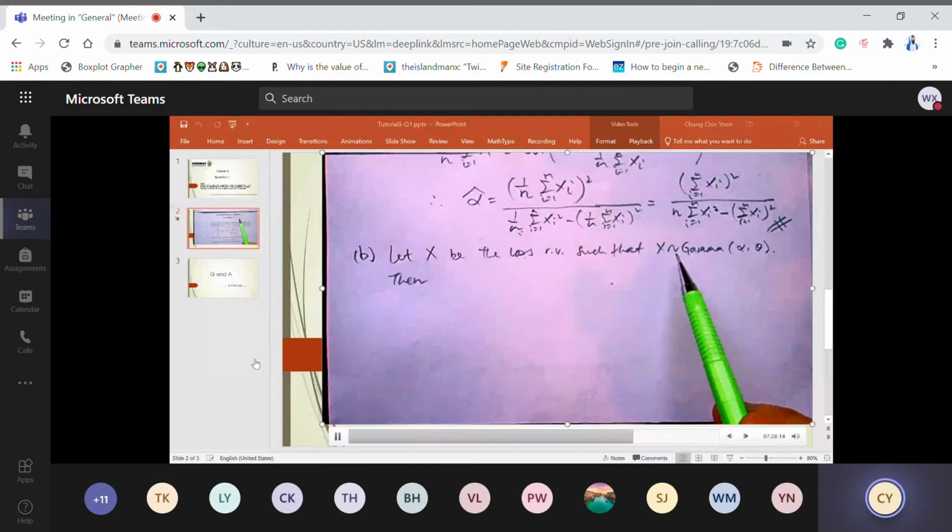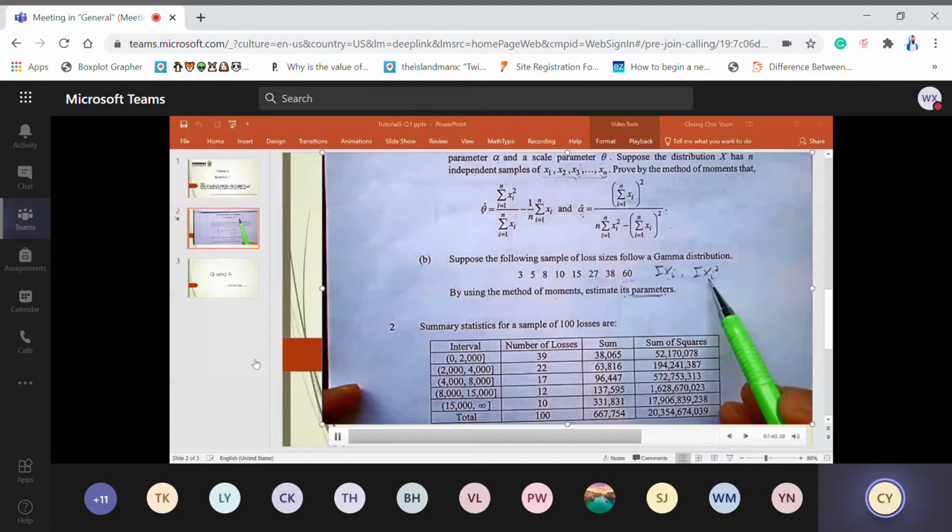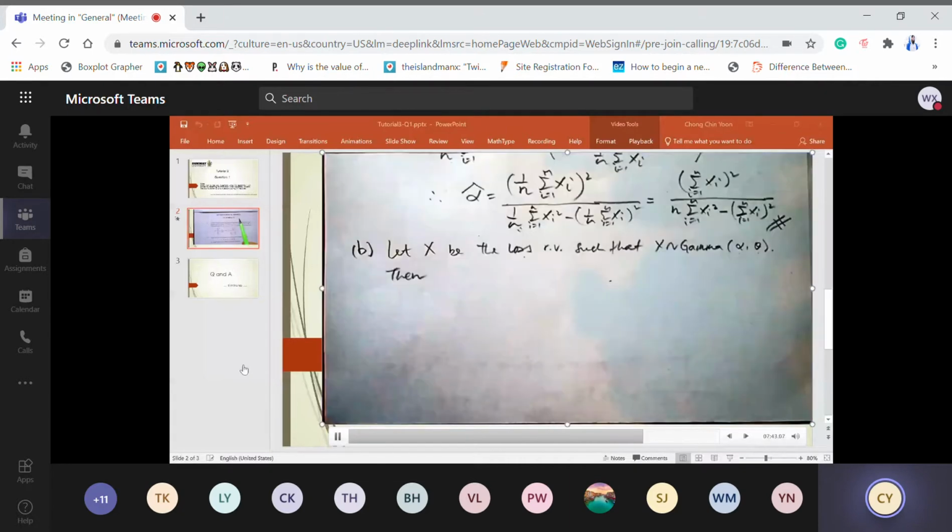Then from the given samples, we have to find the summation of x and also the summation of x squared from the sample. So we will have the summation of this sample.